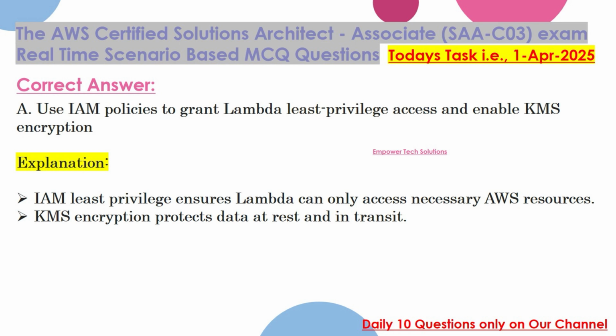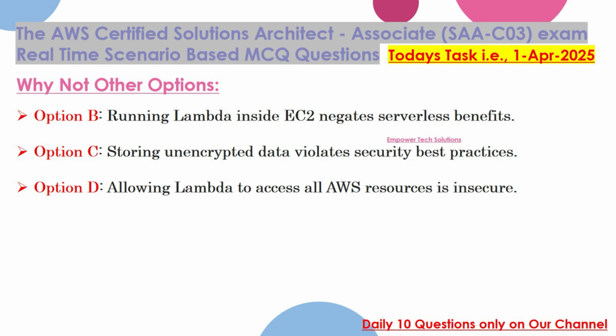Explanation: IAM least privilege ensures Lambda can only access necessary AWS resources. KMS encryption protects data at rest and in transit. Why not other options? Option B, running Lambda inside EC2 negates serverless benefits. Option C, storing unencrypted data violates security best practices. Option D, allowing Lambda to access all AWS resources is insecure.